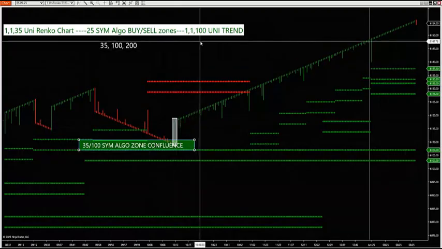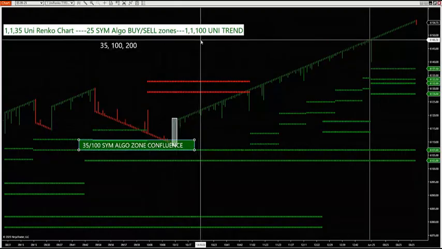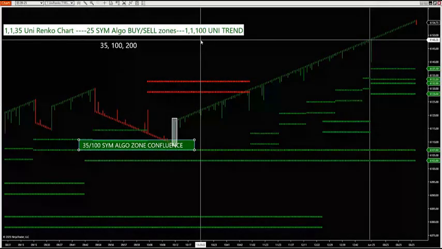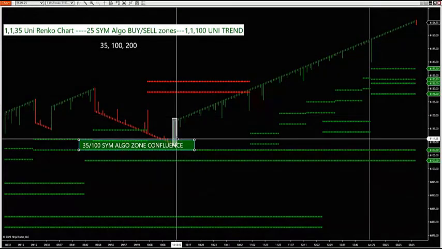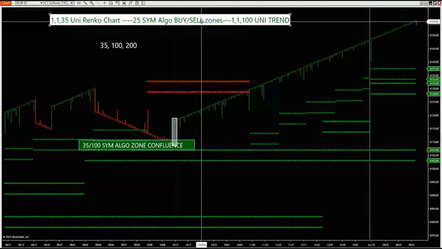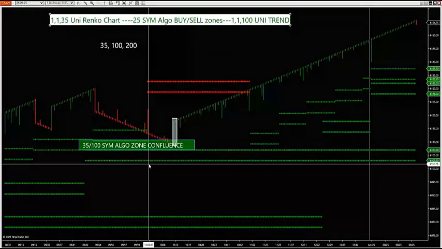18, and then it rallied all the way up to 48 yesterday before 1 o'clock in the afternoon. So it had a really, really nice push. So 28.30, 48.30, an S&P point push just upon that 35-100 confluence. So that happens a lot.